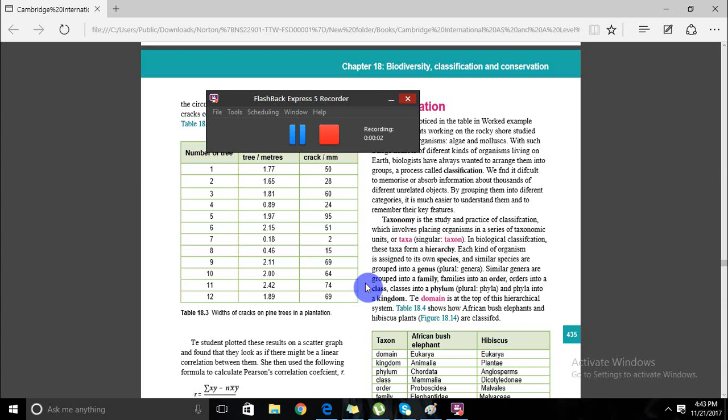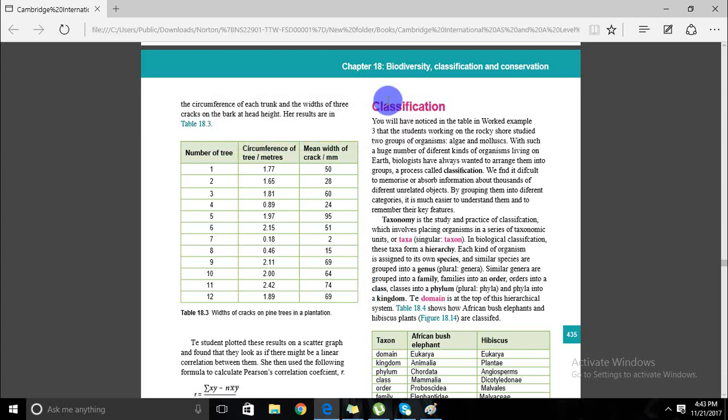Hey guys, today we will be doing a video on A-level biology classification topic. So what is classification? Classification is a grouping of organisms. And why do we carry out this practice? Well, there are literally millions on millions of different living organisms in the world.